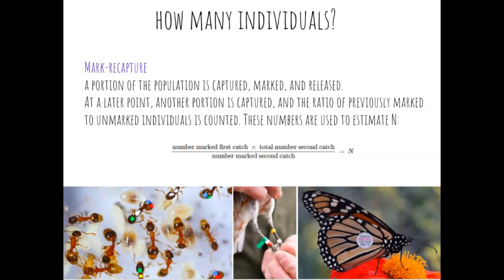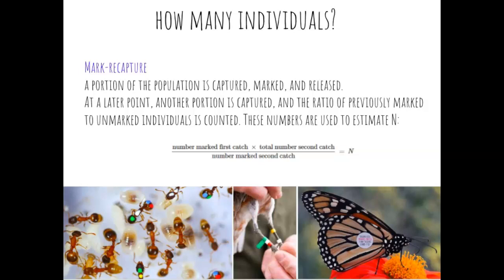Quadrats are useful when we are looking at the number of plants or other things that don't move around very much. For animals and things that do move around, scientists often use mark recapture methods to estimate the number of individuals in a population. So this is where you would set traps and then capture individuals of the species of interest. And then you mark them in some way and release them back out into the wild. At a later point, you're going to set traps again and capture them. And then you're going to look at the ratio of individuals that you catch that were previously marked compared to individuals that you did not already catch. So you look at the ratio of previously marked to unmarked individuals.